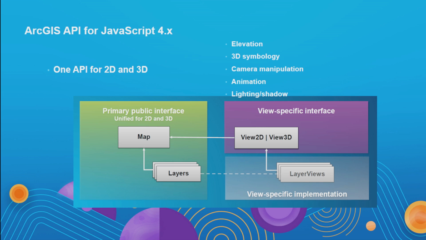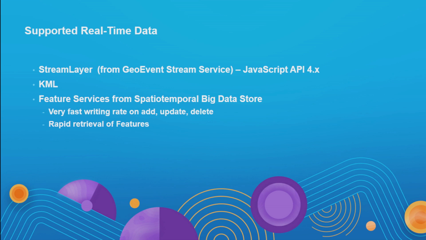JavaScript 4.x is the version that starts to support both 2D and 3D. If you're using JavaScript 3.x, you can't do 3D. You have to write your own custom code for that. But in 4.x, we have integrated WebGL, so we can do 3D. Having 3D doesn't mean that you can use real-time data.